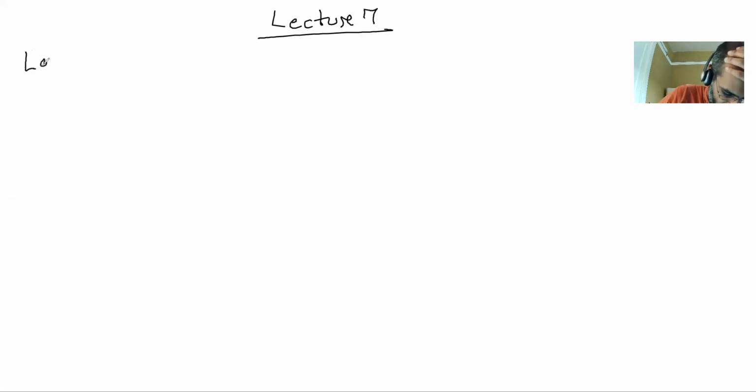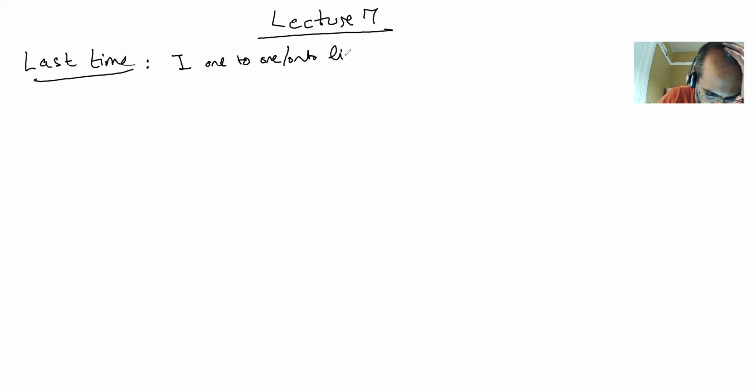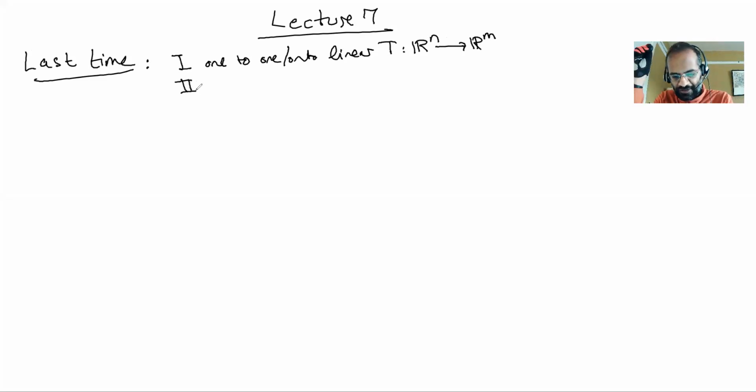And just to recall, last time we did 3 things. We talked about one-to-one and onto linear transformations. And then we talked about this new kind of operation on linear transformations, which didn't exist before when we were only talking about equations and matrices, which was composition and inverse of linear transformation.